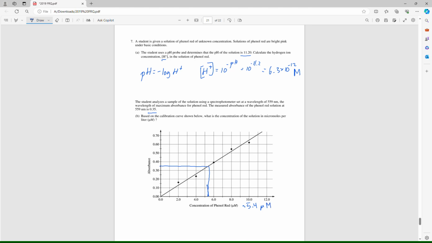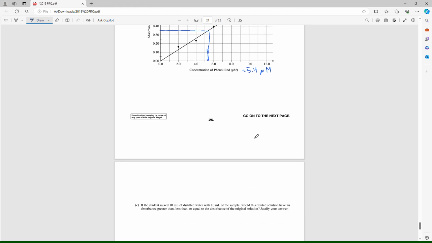Important note, if you're bad at reading graphs, do not fear. The AP test gives a range. If you got anything from 5.2 to 5.6, they said you read the graph correctly, so you got the point for that.